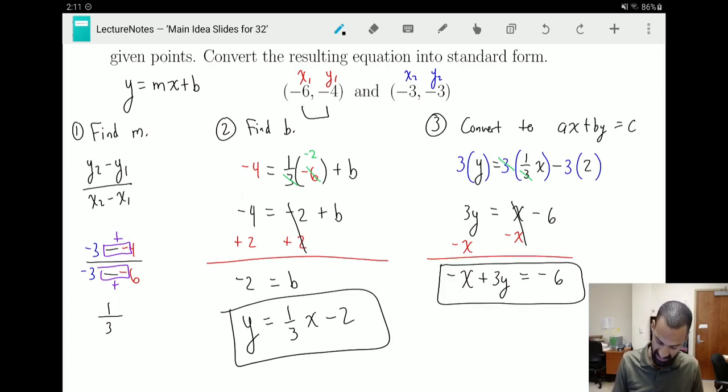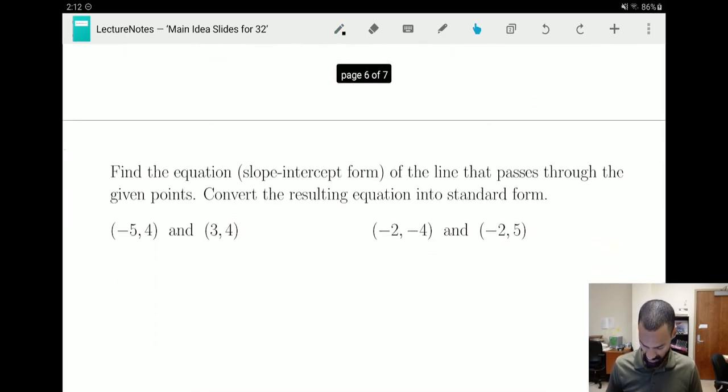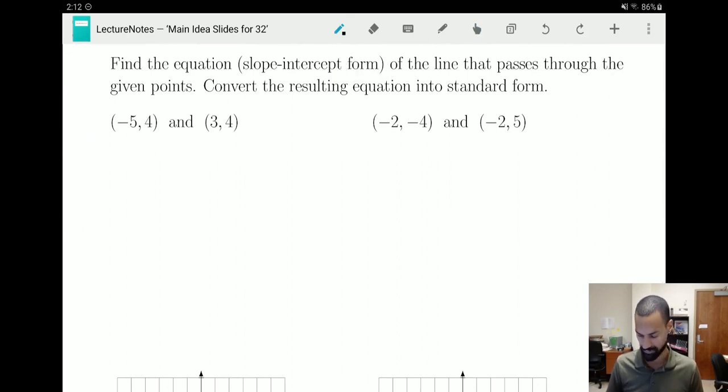If you plug in this pair of x and y into either equation, or if you plug in this other pair, x and y, into either equation, you will get a true equation either way. Okay, that was complicated. Let's get to a few more. Okay, now these are definitely different. You'll see why in just a second. Okay, so we're going to find the equation of the line in slope-intercept form that passes through the given points, and then we're going to convert to standard form. Okay, that's the instructions. You'll see how this is going to deviate from what we just did.